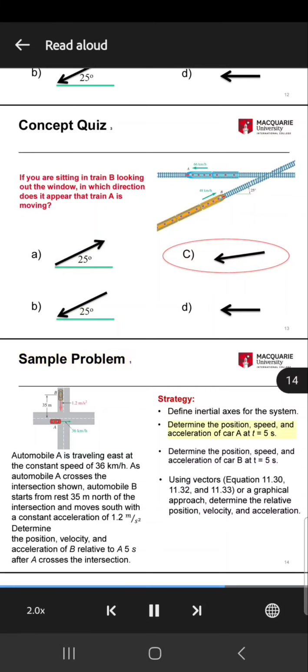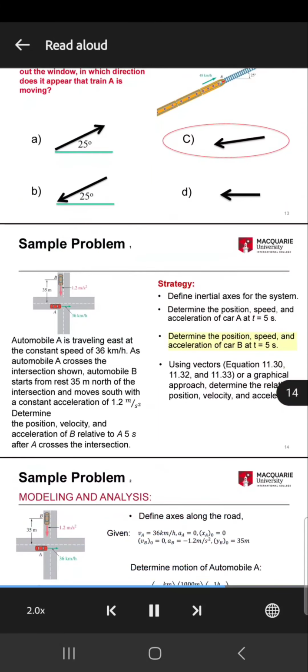Sample problem 1. Determine the position, speed, and acceleration of car B relative to car A at t equals 5 s, using vector equations 11.30, 11.32, and 11.33 or a graphical approach to determine relative position, velocity, and acceleration. Sample problem 2. Define axes along the road. Determine the motion of automobile A.